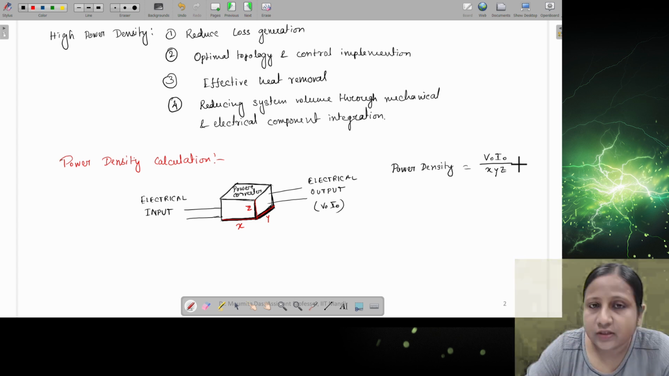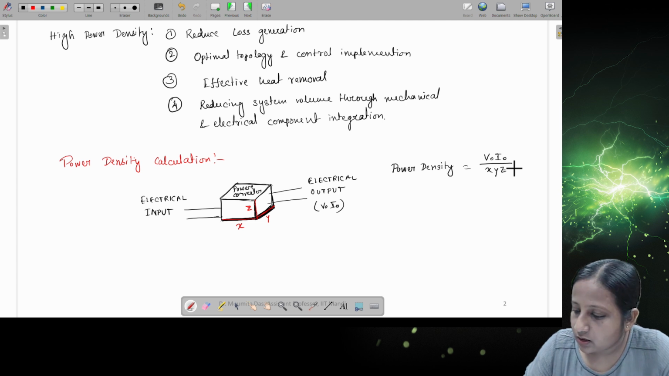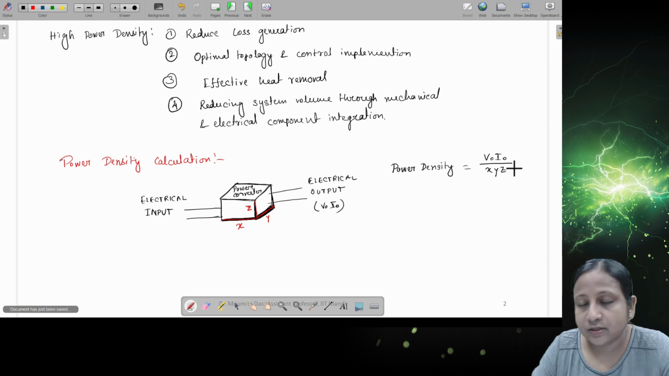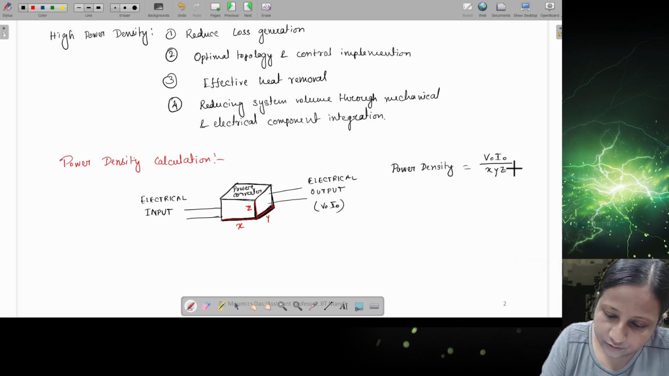Right. Generally the unit of power density, as I mentioned in the last class, is watt per millimeter cube, inch cube or centimeter cube. You can see V0 I0 will give you watts, and XYZ will give you millimeter cube, centimeter cube or inch cube, whatever unit you are taking. So you can calculate the power output, and then measure XYZ, and quantify the power density of the system.